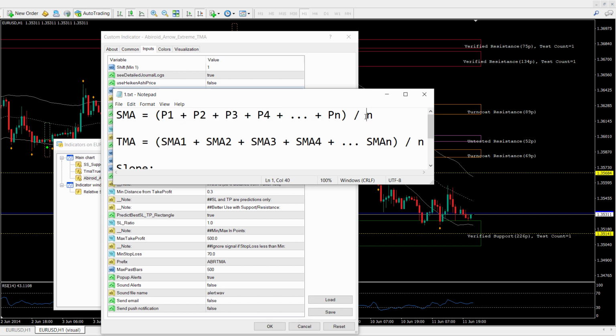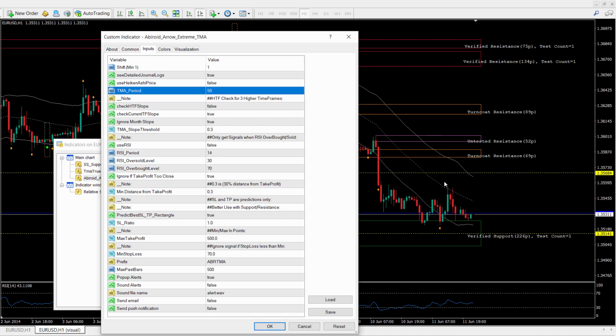So right here, whatever period you have set, and TMA is basically the average of each of those simple moving averages, and right here n is the period. Based on that, these three TMA bands are formed. So this is that TMA period for which you would like these bands to be calculated.